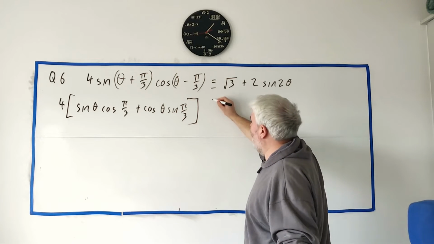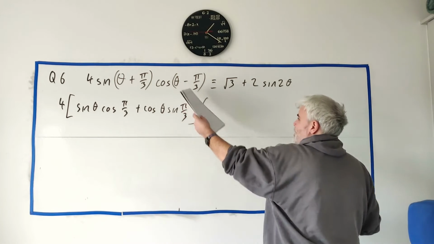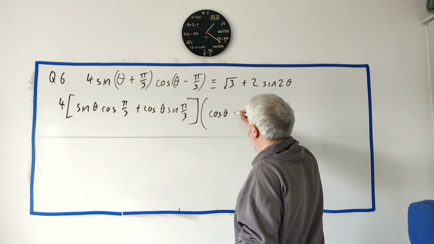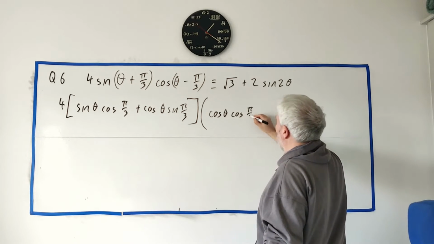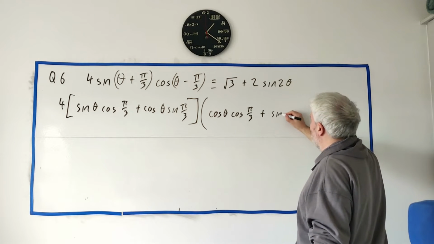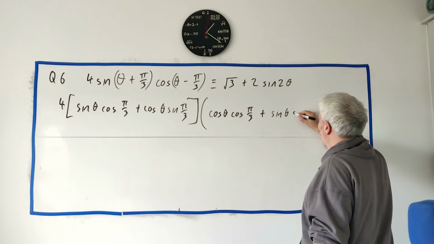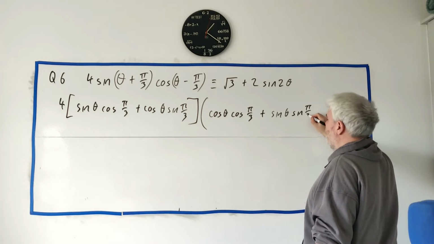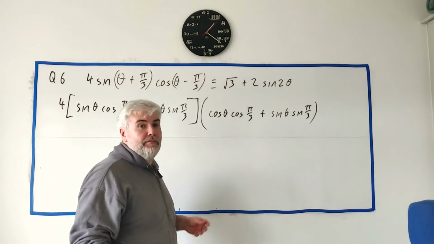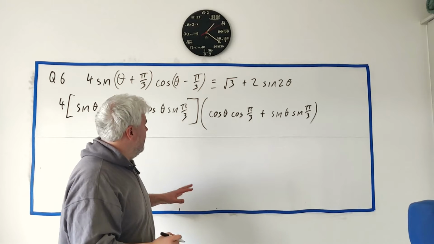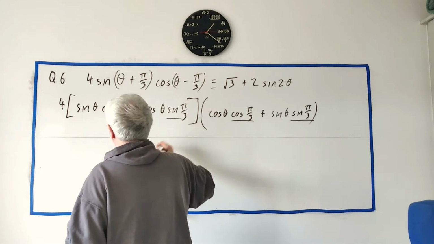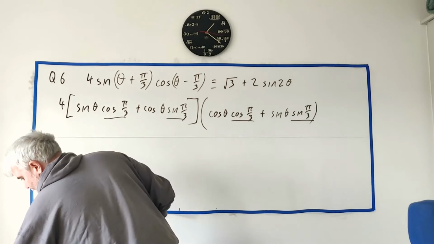Then we're going to multiply all of that by something similar here. Let's see, cosine of the first angle, cosine of the second angle, plus sine of the first angle multiplied by sine of the second angle. Okay, that's a big mess. But one great advantage of this is we've got, let me underline them here, sine of this and cosine of this.